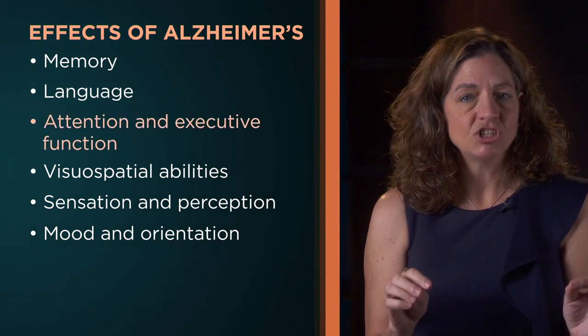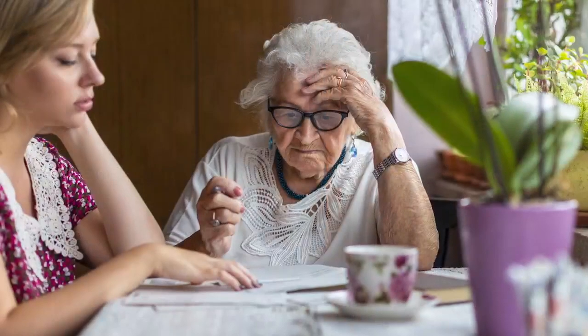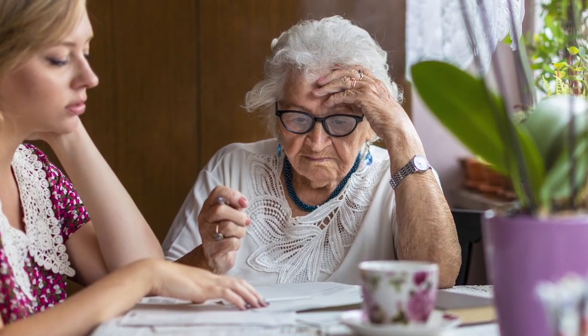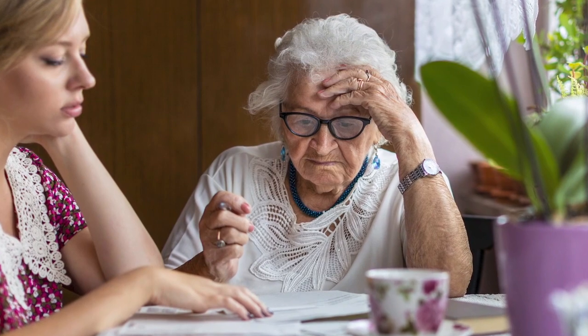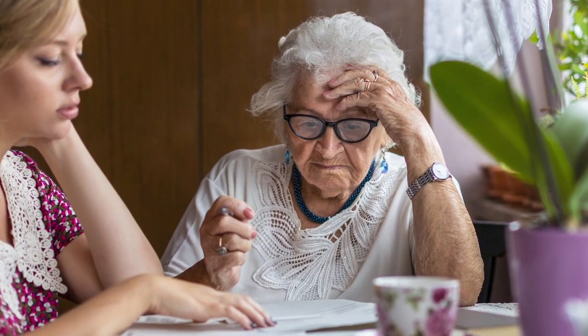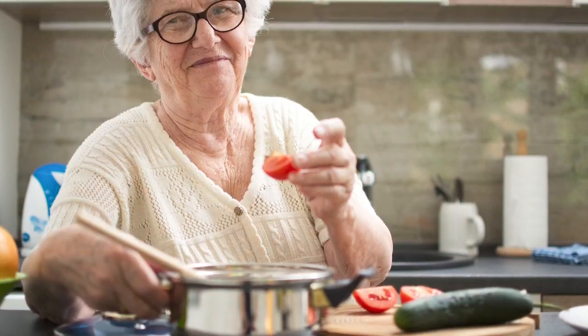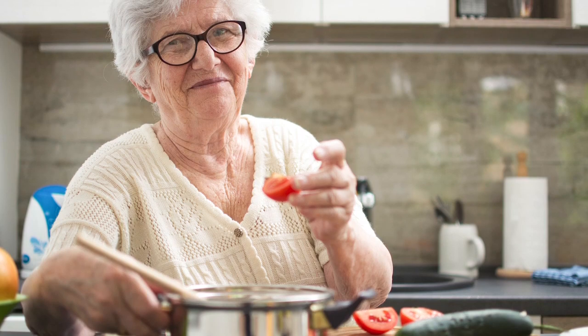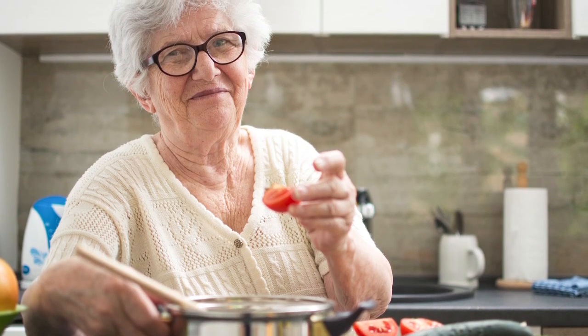The next category of symptoms focuses on those that affect attention and executive function. You may notice that a person with Alzheimer's disease has a shorter attention span than they used to. Maybe they can't follow a conversation for very long, or they lose interest in things quickly. Patients with Alzheimer's disease will also have problems following a plan, even a basic recipe that they know by heart, or they'll have problems with numbers. They also may not be able to balance their checkbook anymore, or they may have difficulty paying their bills.